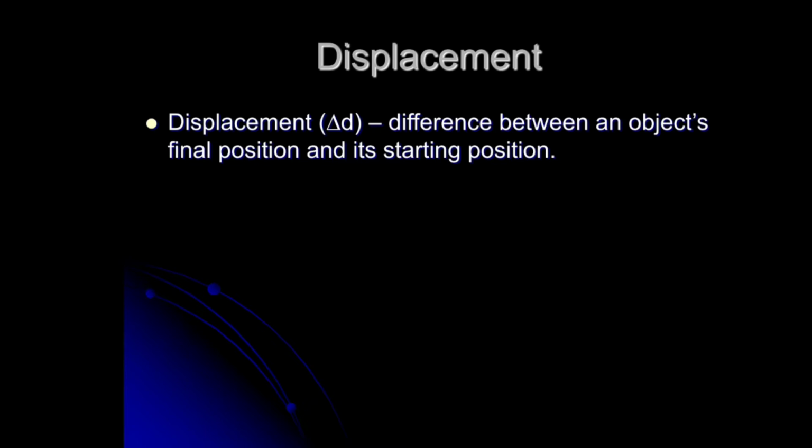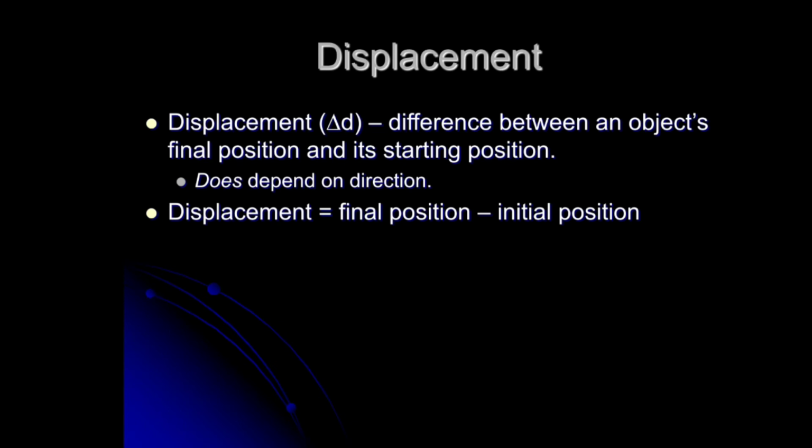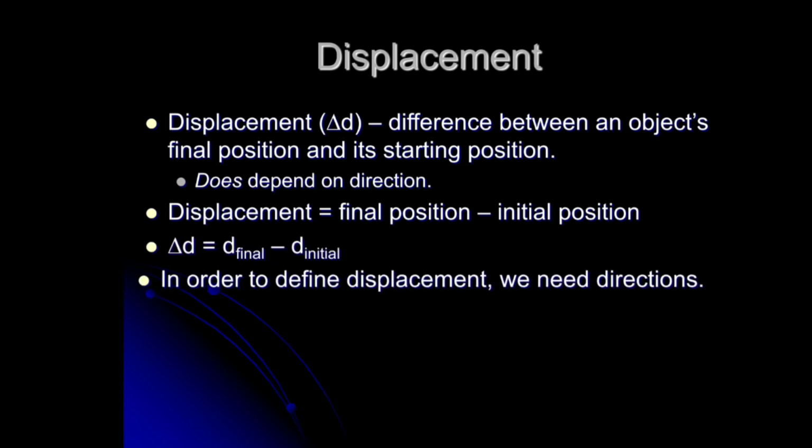Now, let us see the displacement. Here, the difference between an object's final position and starting position is displacement. It depends on the direction. Here, direction is important. So, what is displacement? It is the difference between final position and initial position. In order to define displacement, we need directions.